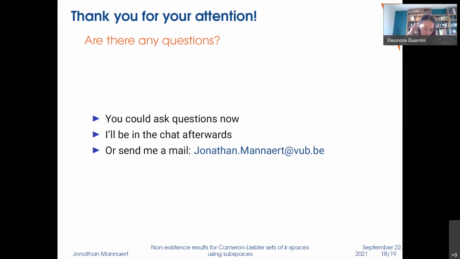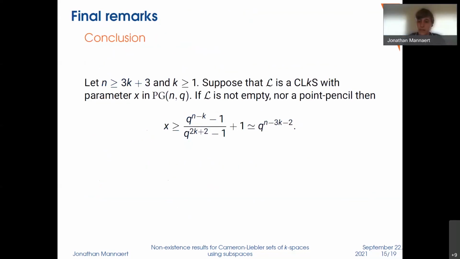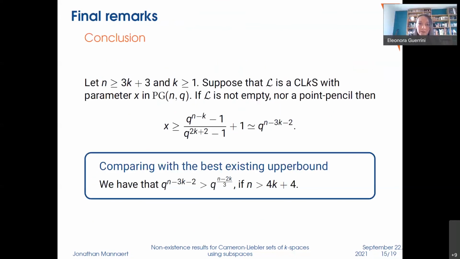A quick question: at the end, is there some hope for some classification results for Cameron-Liebler sets in AG(n,q) or not? Yes, a classification would be very beautiful. Finding these examples is hard, and there are also people who are speculating that, for example, these examples do not exist. So this could be a first step in that direction.